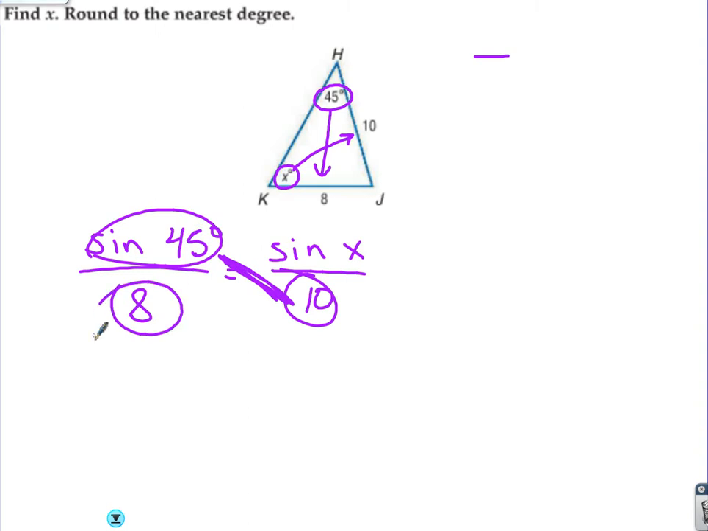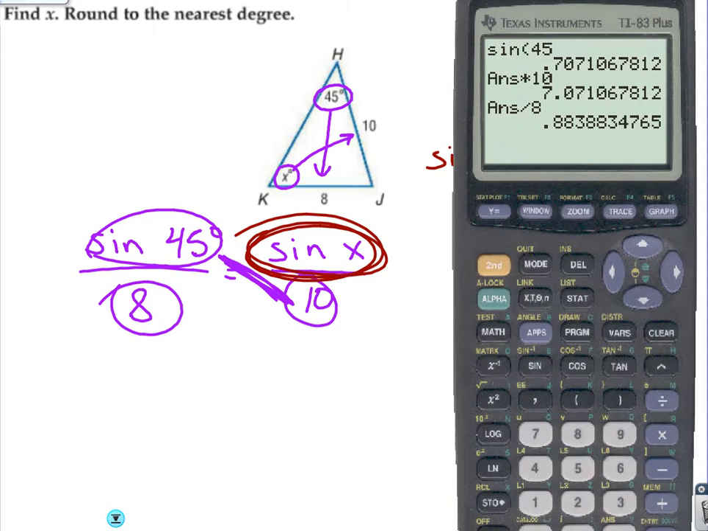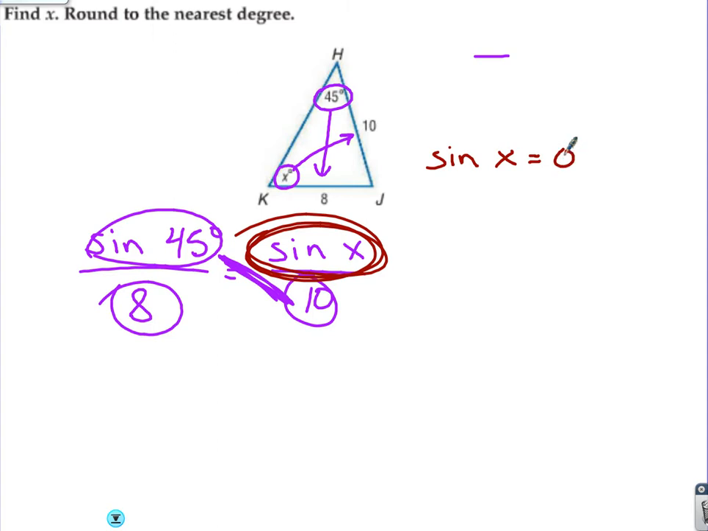Everybody listen real close to what I'm about to say. That doesn't tell you what x equals. If you multiply these two and divide by this, that tells you what this equals. That makes sense. That doesn't tell you what x is, that tells you what sine of x is. So I now have the sine of x is equal to, pull up my calculator, 0.8839, rounded. I'm not done yet.